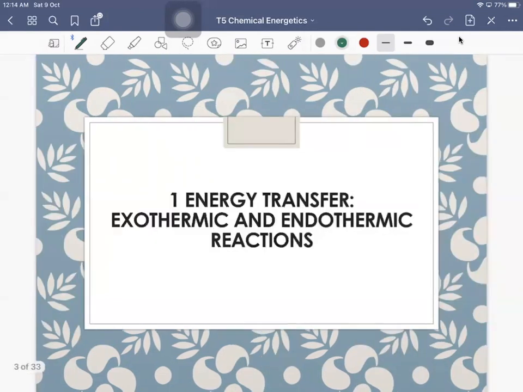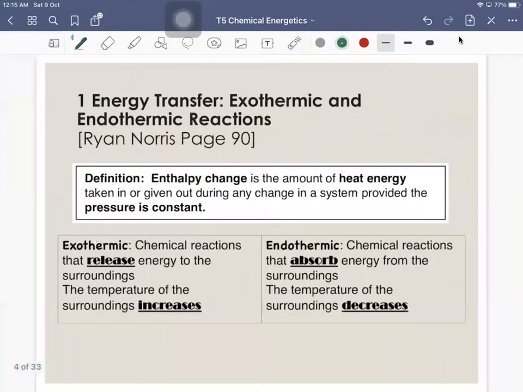Okay, so first we talk about energy transfer, because in every reaction, there will be energy transfer from one system to another. Okay. Right, the definition of enthalpy change is the amount of heat energy either taken in or given out during any change in a system, provided that the pressure is constant. So in a reaction, depending on the type of reaction, whether it is exothermic or endothermic, there will be some energy in terms of heat that will be changing.